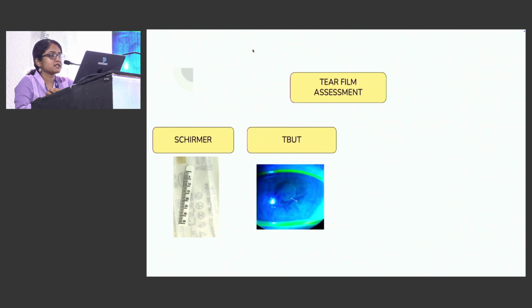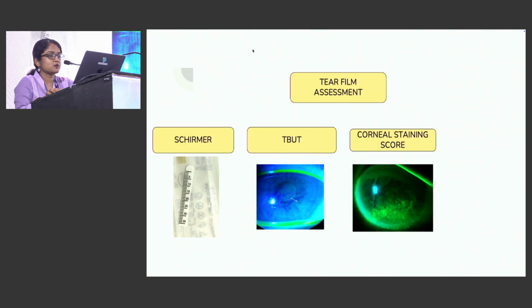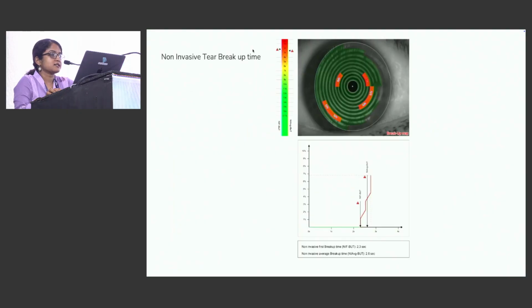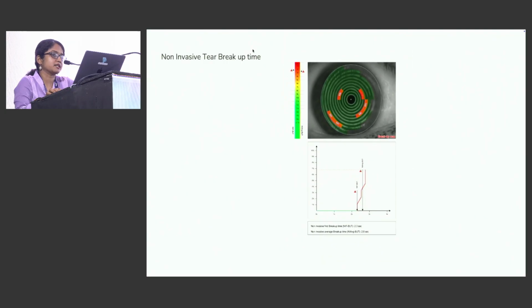Tear film should be assessed with Schirmer, T-BUT, meibography, and OSDI score if needed. A compromised ocular surface must be treated before any measurements because this can dramatically improve topography regularity and reduce false cylinders and improve postoperative comfort. So this is a non-invasive tear breakup time from a topo machine. So this shows the first breakup time and average breakup time.